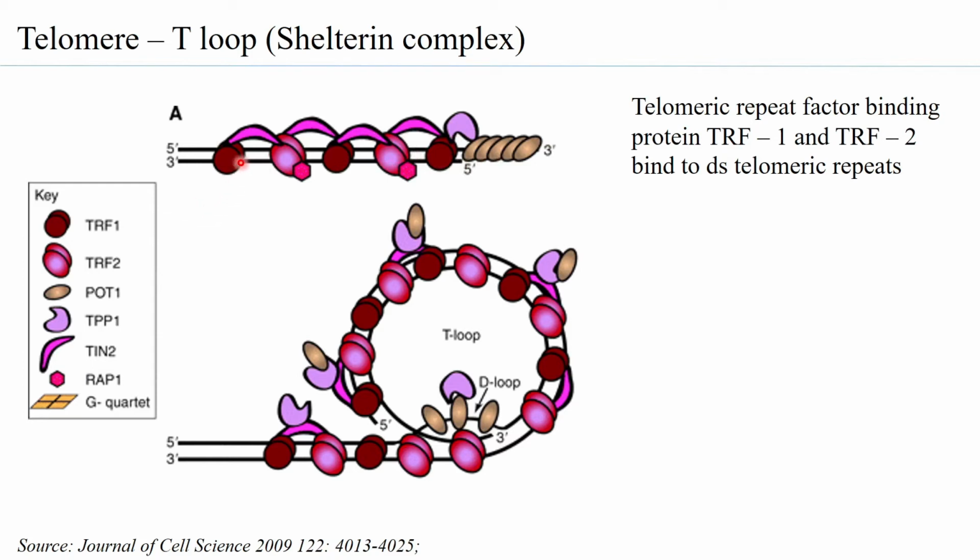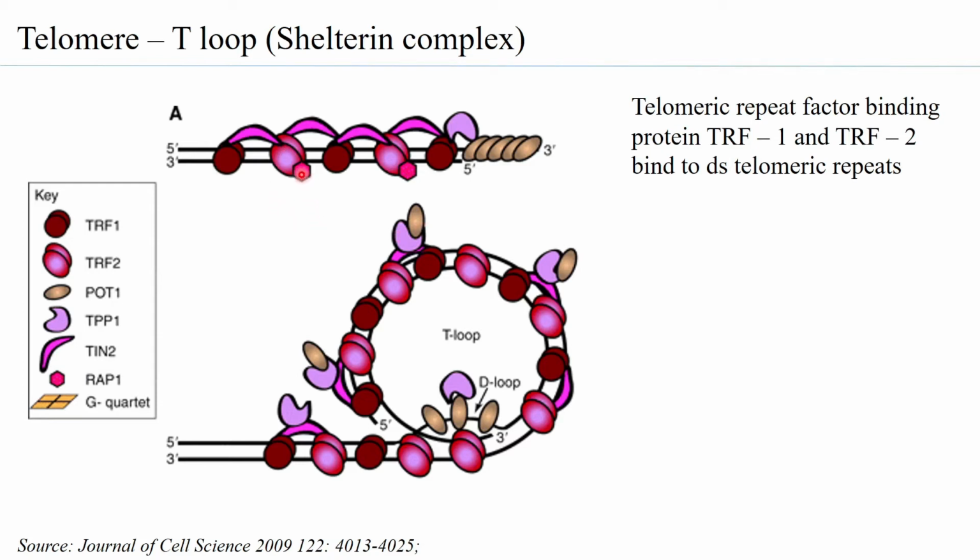Now, this is important. Why is it important? Because TRF1 and TRF2 are able to distinguish a telomere from other parts of the chromosome because they can bind specifically to the tandem repeats. That is, they recognize the TTAGGG sequence, and that is why they can come and bind to it, but only when it is in the double-stranded form. That is one aspect that is very clear.